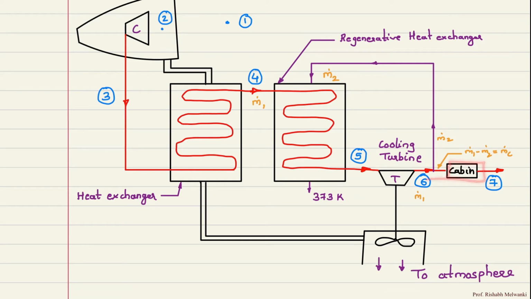the cabin is there. So you can understand here 1 to 2 is isentropic ram, 2 to 3 is isentropic compression, 3 to 4 is constant pressure heat rejection in the first heat exchanger, then 4 to 5 is constant pressure heat rejection in the regenerative heat exchanger. Then this point 5 air enters the cooling turbine, where there will be isentropic expansion.